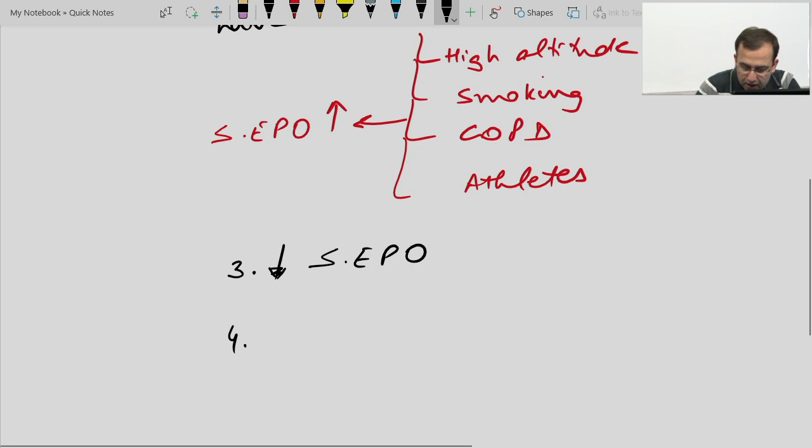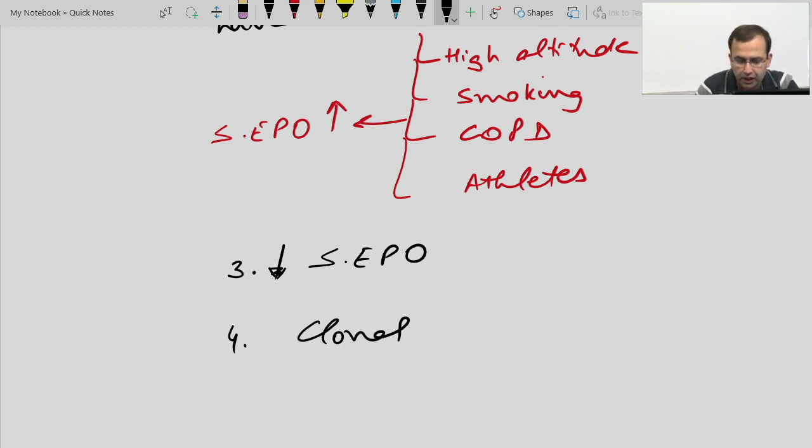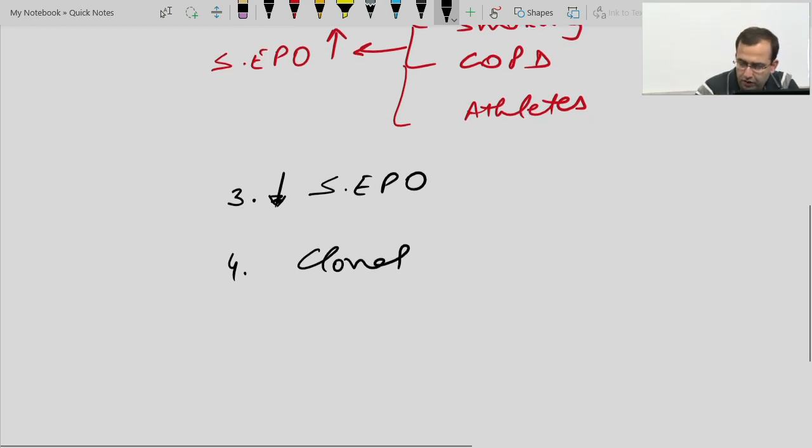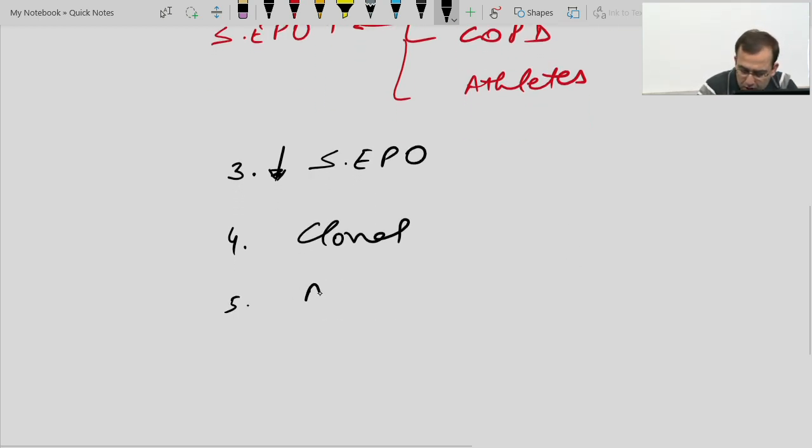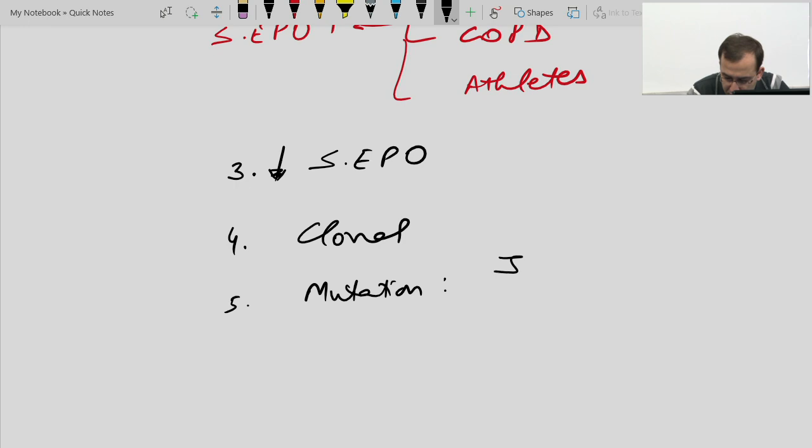Next point, PV, is it clonal or non-clonal? It is a blood cancer. All malignancies are clonal in nature, that is, they arise from the proliferation of the same cell. It is a clonal disorder. So if it is clonal, it would be associated with a mutation. And which mutation is seen in PV? It is the JAK2 mutation, that is a Janus kinase 2 domain mutation.